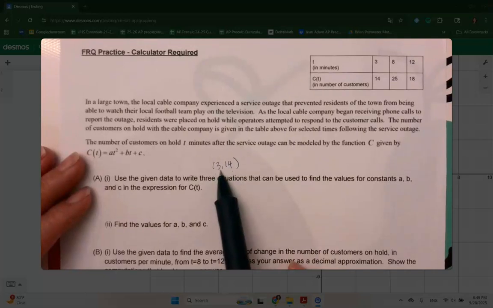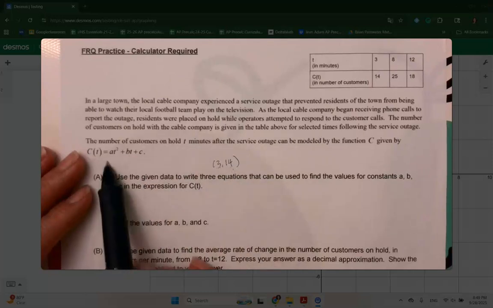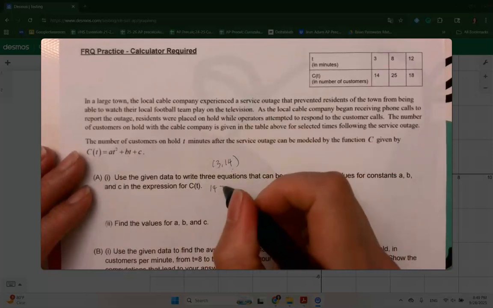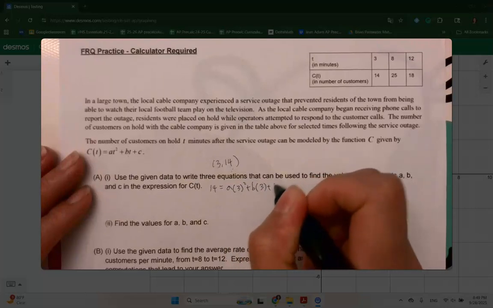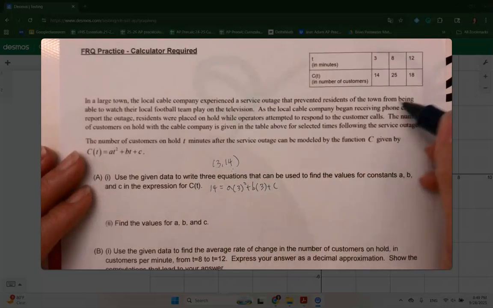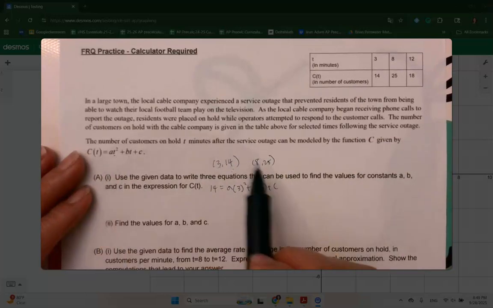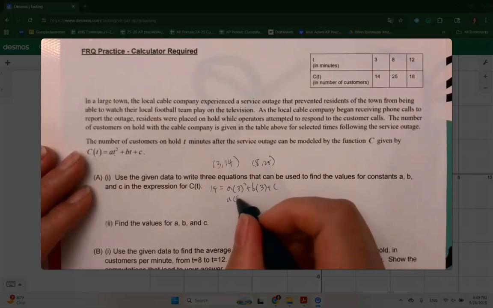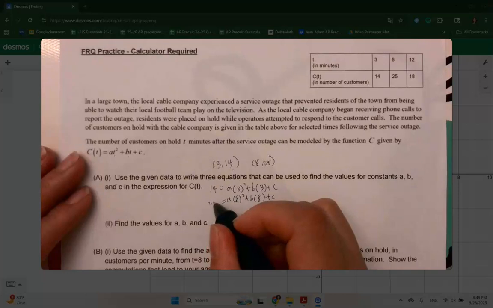So what we're going to do is take the 3, put it where your input goes in our function here, and then set that equal to 14, your output, like this. 14 is equal to A times 3 squared plus B times 3 plus C. Easy peasy. Second point is 8, 25. We're going to do the same thing. Instead of t, we are plugging in 8. So A times 8 squared plus B times 8 plus C is equal to 25.